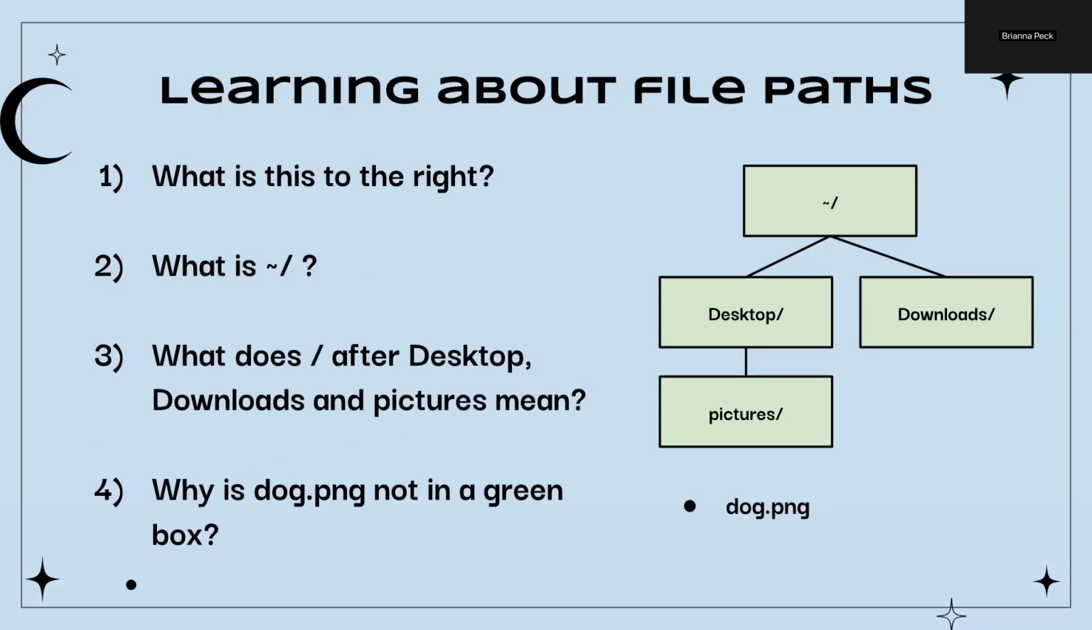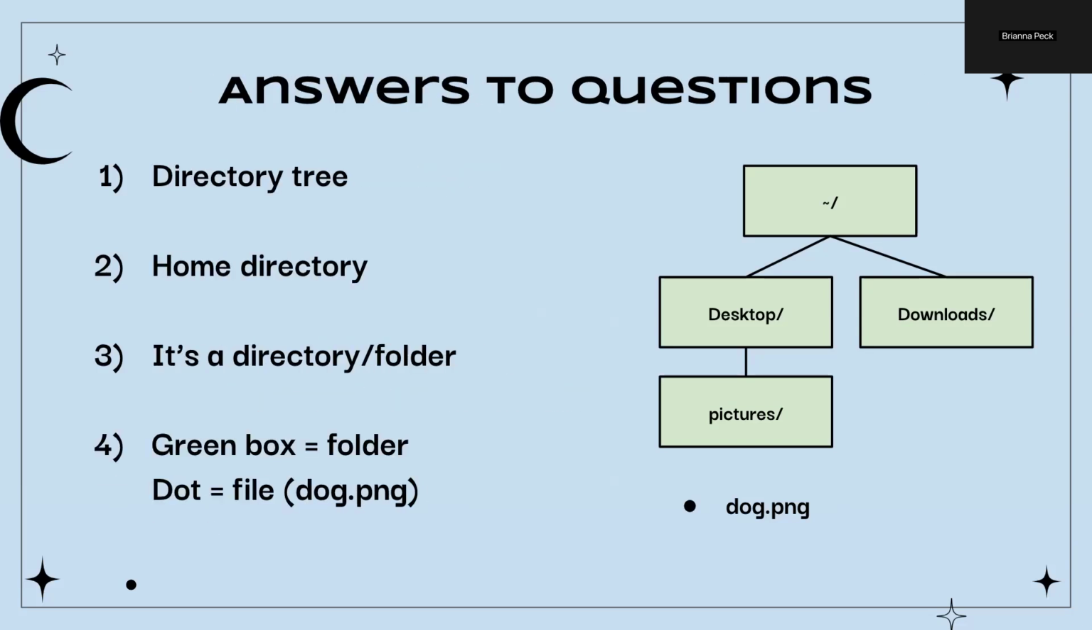The third one, the green box means that it is a directory or folder, and that's what the / after the name means as well. And then this last one doesn't have that little green box just because it's a file and it's not a directory.